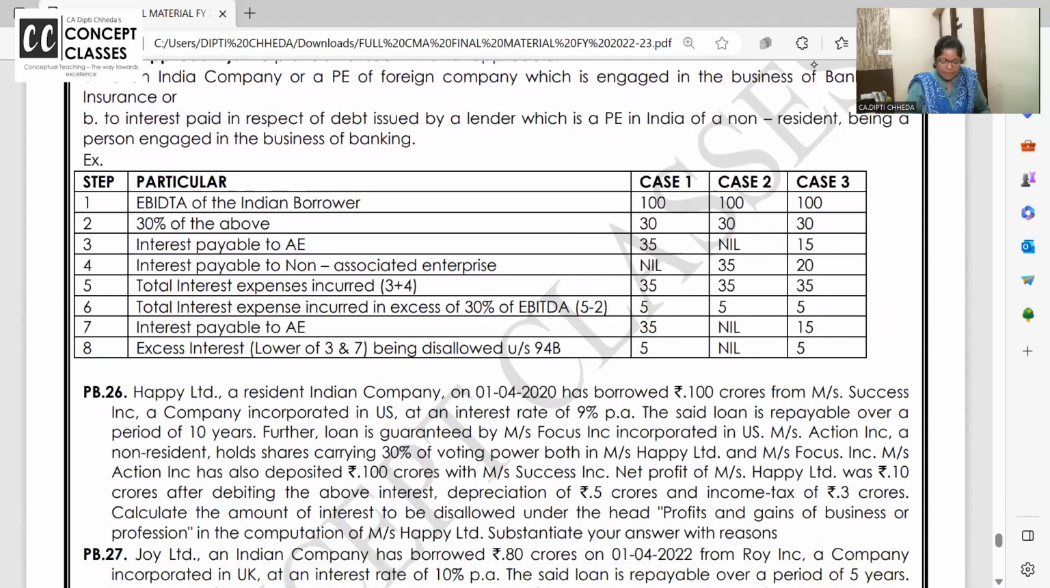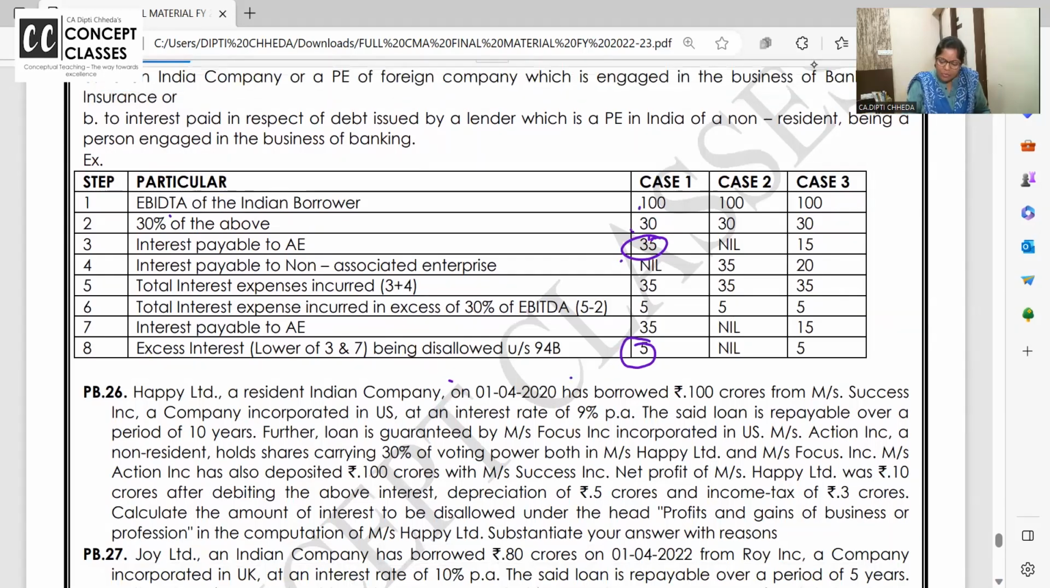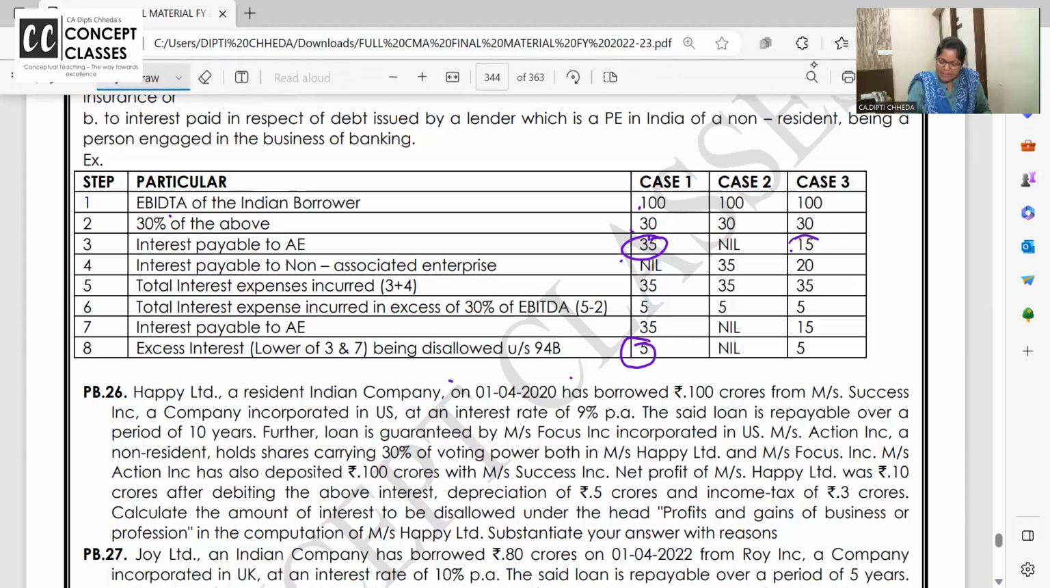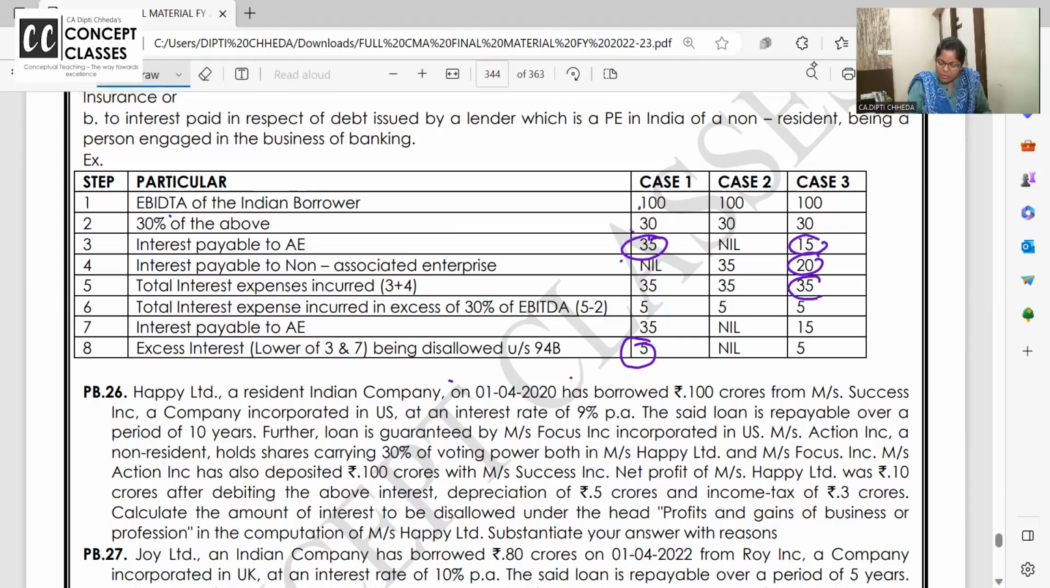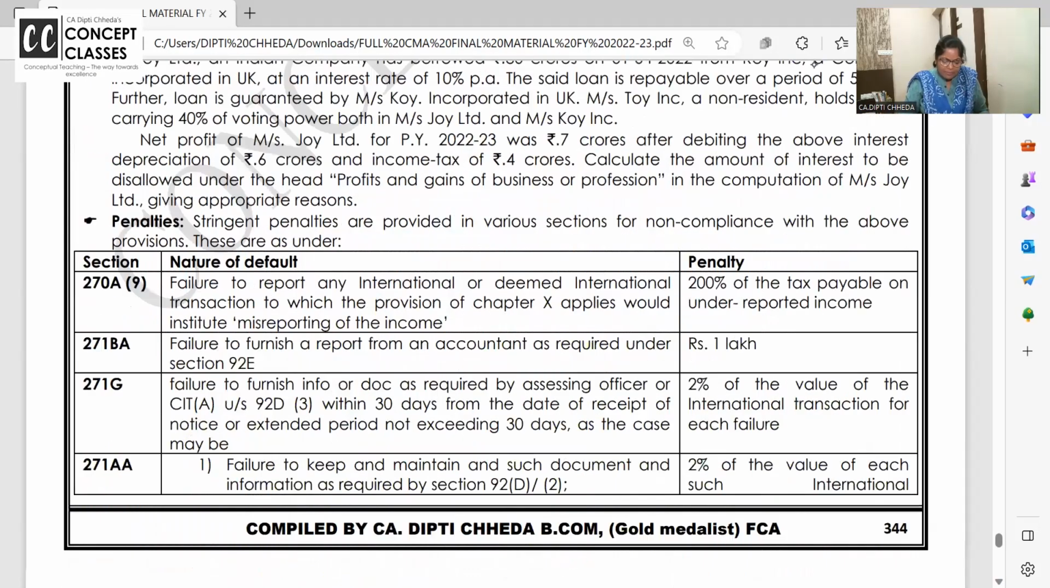Look at this example. Okay, EBITDA is clear, earning before interest, depreciation, tax, 100. 30% of that is 30. But I paid interest to associate enterprise. How much? 35. 5 is excess, which is disallowed under 94B. I may pay interest to anyone, but suppose here to my associate enterprise 15, to others 20. So total is 35. How much is allowed? 30. Okay, this calculation looks a bit messy, but it is a very simple concept.